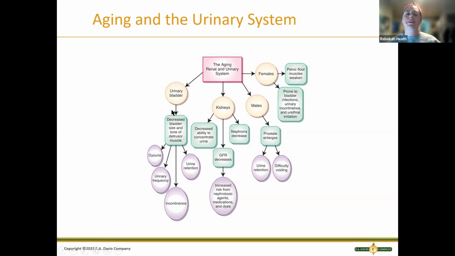Moving on to the urinary bladder. So with age, there also is a decrease in their bladder size and the tone, especially the tone of the detrusor muscle. And that's the muscle that voids. So when you pee, it is a voluntary response, right? When you are breathing, if you're sitting right now breathing, you are not usually thinking about it. You might start to think about it as we talk about it, but you're going to get distracted in a minute and your body is automatically going to take over that response and you are going to breathe automatically.